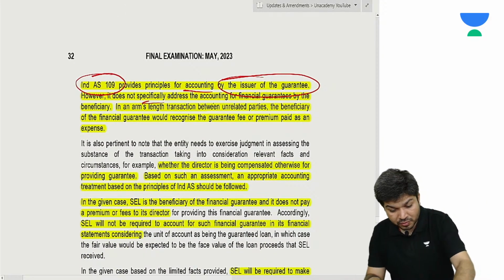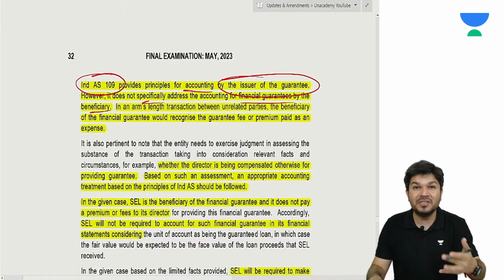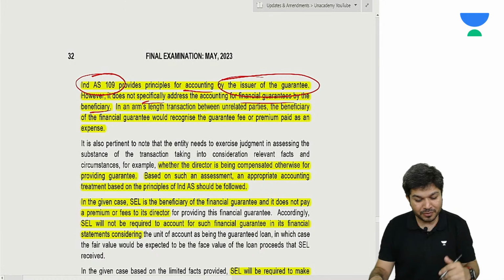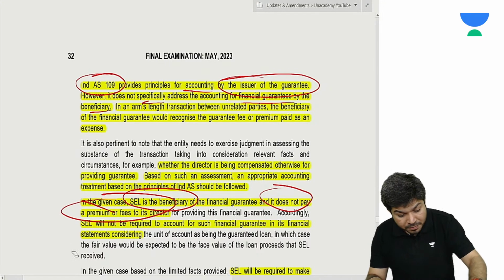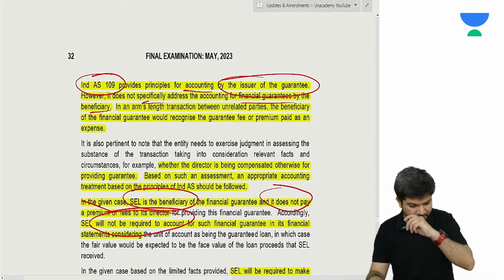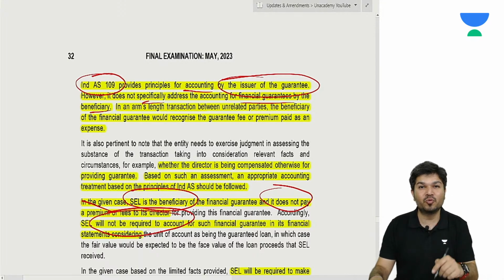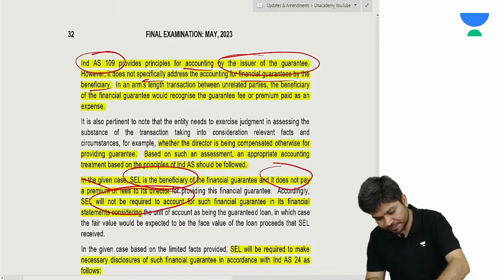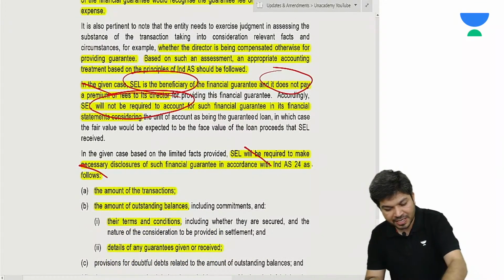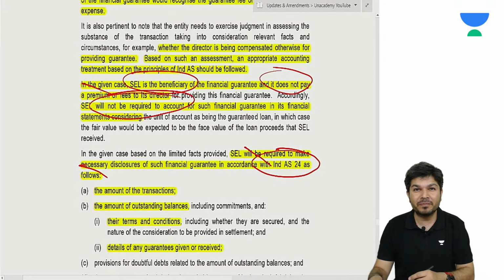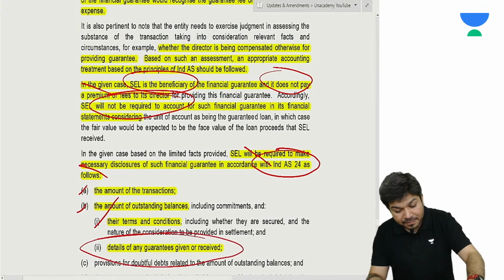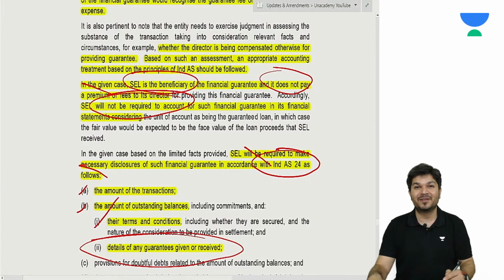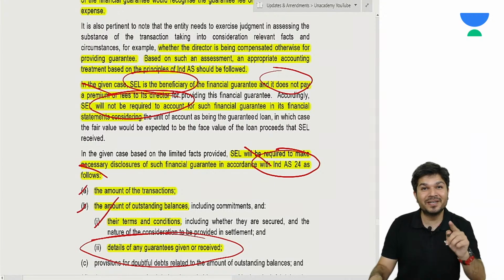However, it does not tell you about the financial guarantee's beneficiary. If we are getting a financial guarantee, how to account is not given. In the current case, you are a beneficiary and you are not paying anything for it, so you will not be required to account for it. However, you have to make disclosure as per Ind AS 24: amount of transaction, outstanding balance, terms, and details of guarantee given or received. So no accounting, just disclosure in notes.